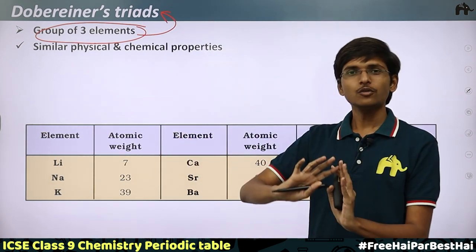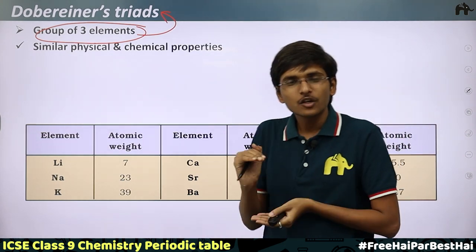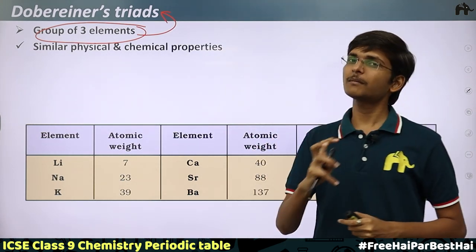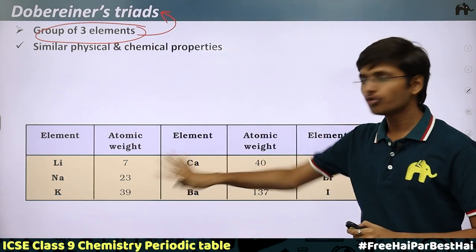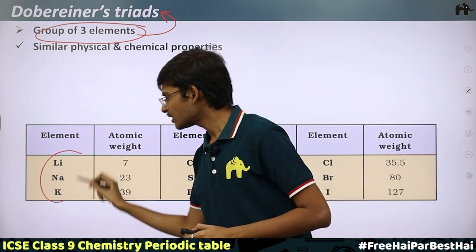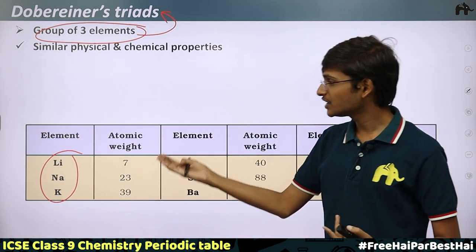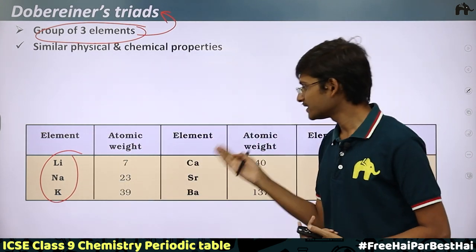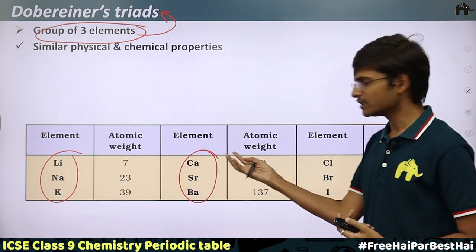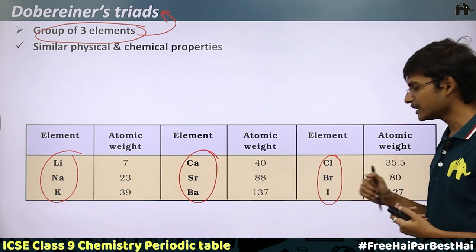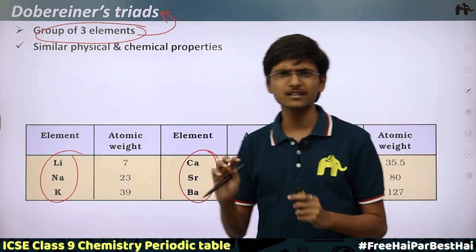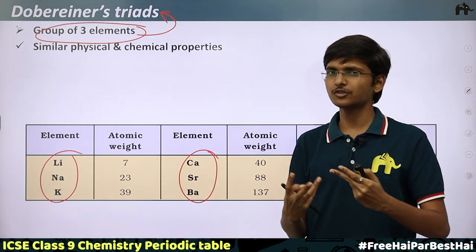Very simple. Now he told some special things about these triads. Let's start to discover them, but before that, have a look at these triads. This is an example of a Dobereiner triad: lithium, sodium and potassium. Another example of a triad is calcium, strontium, barium, and then here chlorine, bromine, iodine. I have taken these three triads as examples for you.